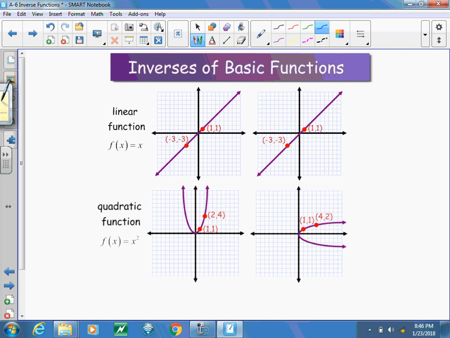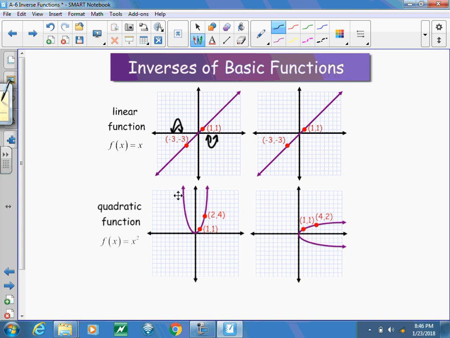Here I have a linear function, so we're looking at y is equal to x, y-intercept is 0, slope of 1. Well, if I take points that are along that line, 1, 1, -3, -3, notice that if I flip-flop those, they're going to stay the exact same thing, so that's not going to change. It's going to be the same graph. Understand that if I had a slope of something other than 1, those coordinates would be different and it would not be the same graph.